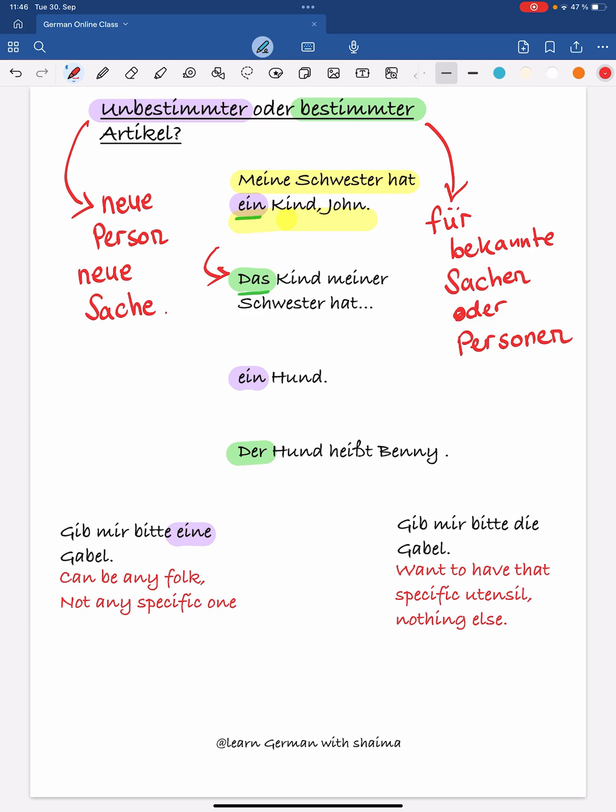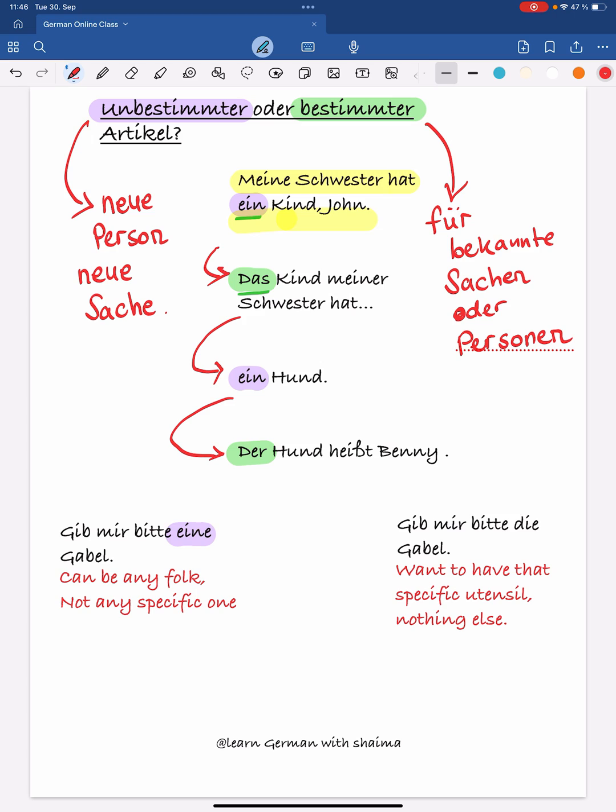Das Kind meiner Schwester hat, and then we are saying ein Hund, because the dog is now being introduced. That's why ein Hund. Der Hund heißt Benny, because we already know about the dog. So whenever it's a new person or new thing, you use unbestimmter Artikel. But if you're talking about some person or a thing which is already known to the reader, then you use the bestimmter Artikel.